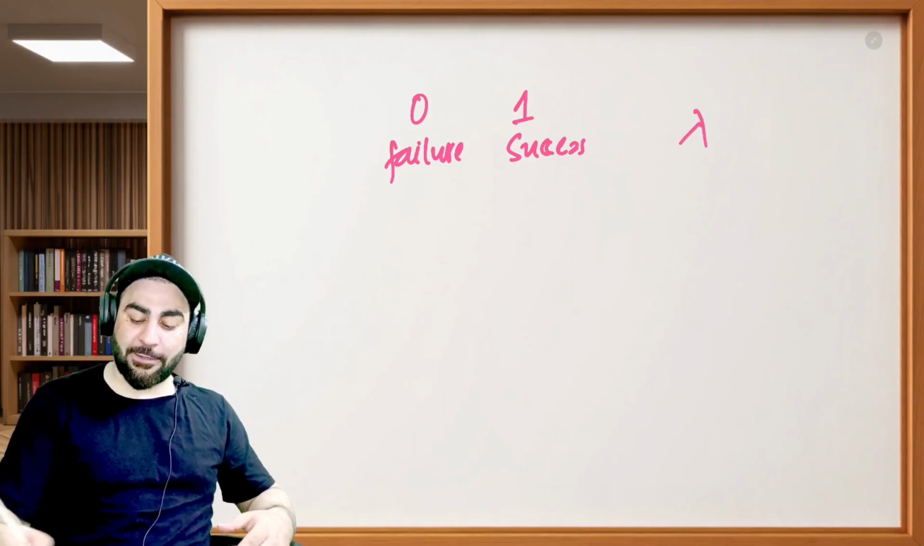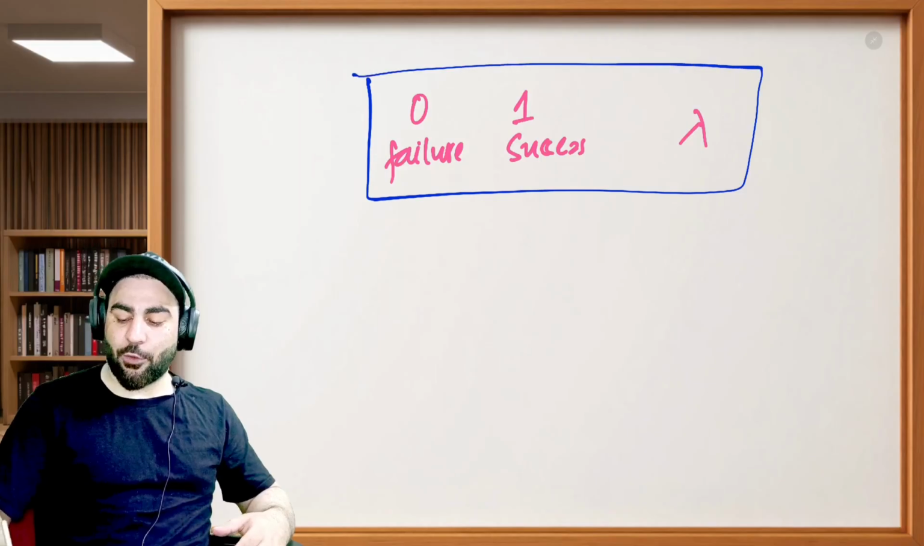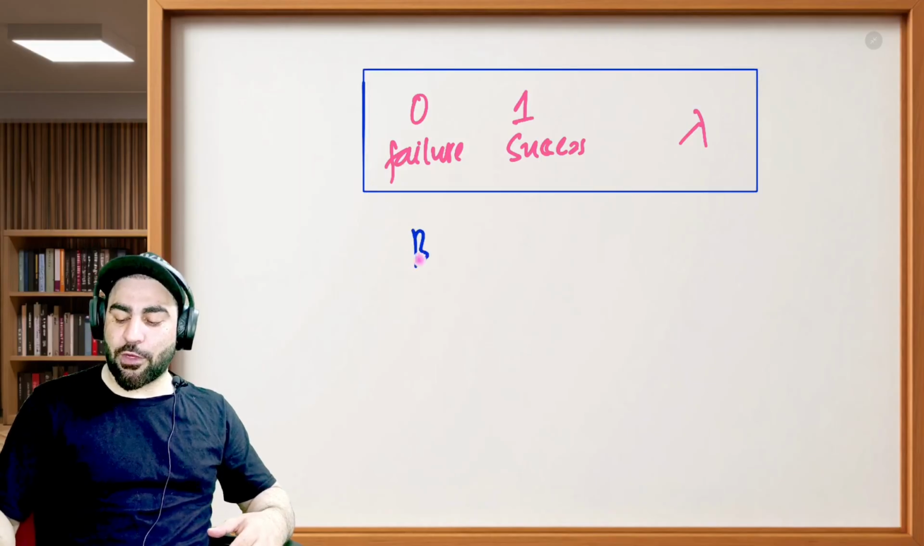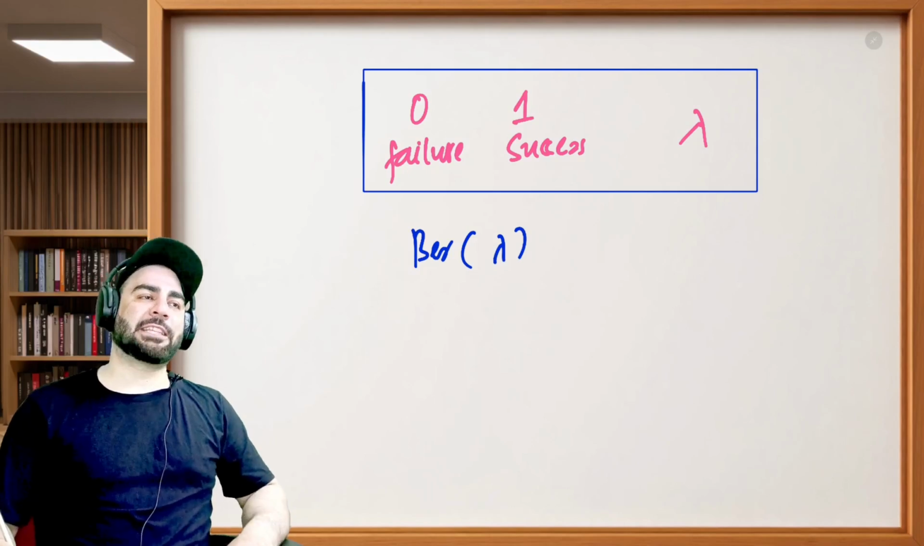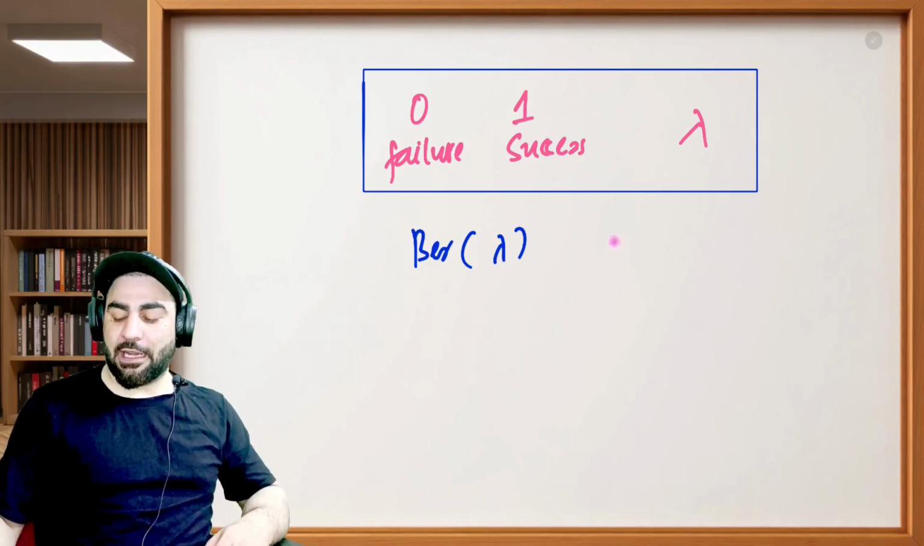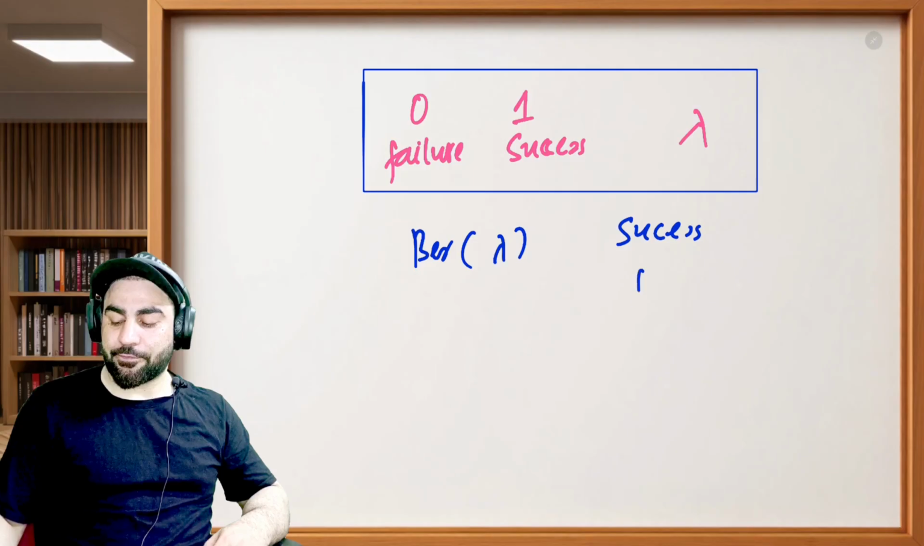If you see, this is the exact template that was there for the Bernoulli distribution. So what was the Bernoulli distribution? The Bernoulli distribution of lambda was, if you have some experiments where there is this template that you have success and failure.